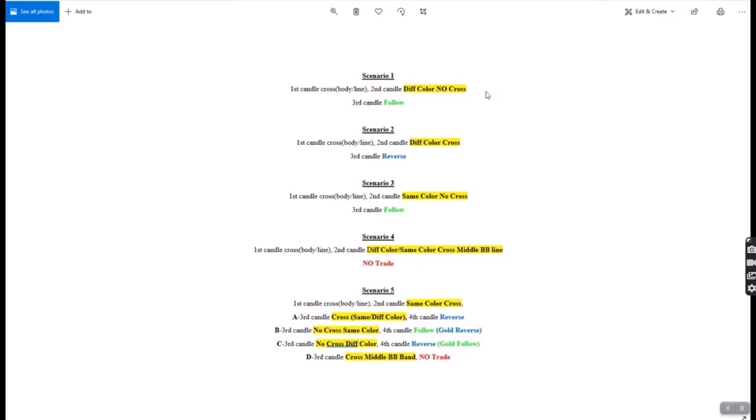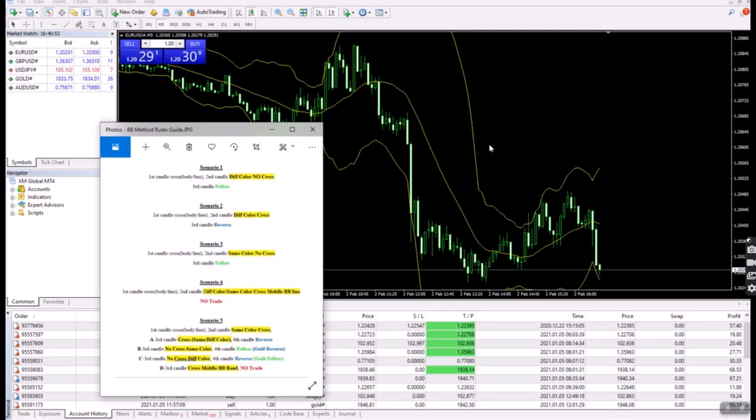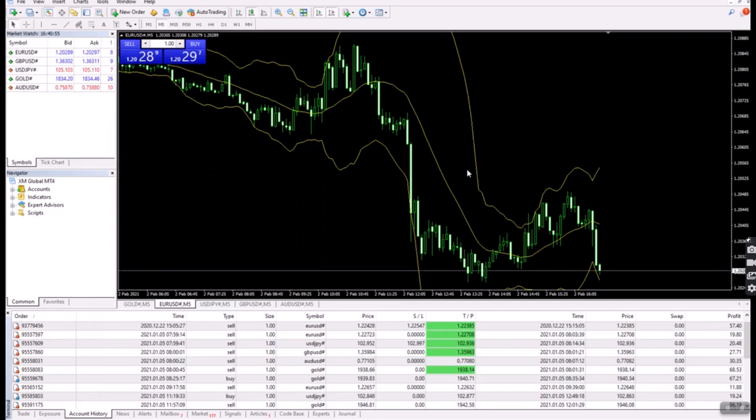Scenario 1 means that the first candle crosses, and don't care if it's the body or the line. The second candle is a different color and it does not cross the Bollinger Band line. The third candle, you'll do a follow. So let's go through some examples here. What I mean by the first candle crosses: the first candle crosses, and the second candle is a different color from this candle and it does not touch.